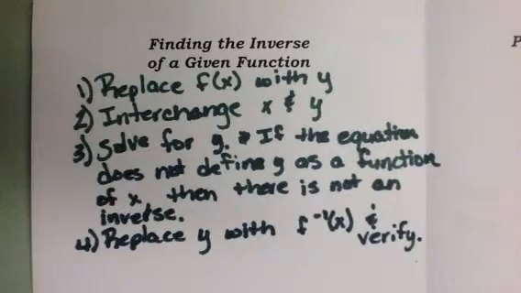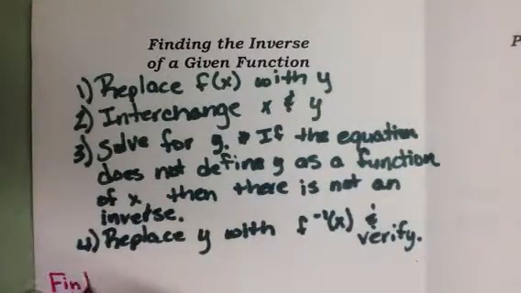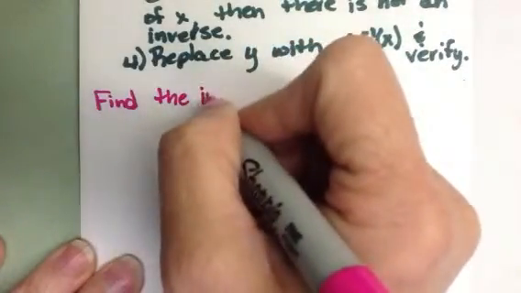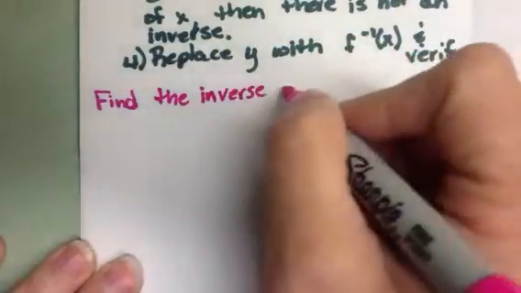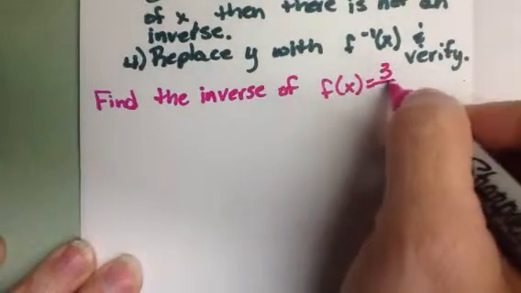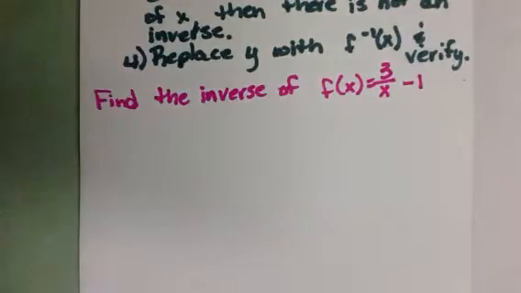But you always can check these, just like you can check an equation, to make sure that you're correct. Some of these are going to be really easy, and then some of them get a little more difficult. So let's say we want to find the inverse of f of x equals 3 over x minus 1.